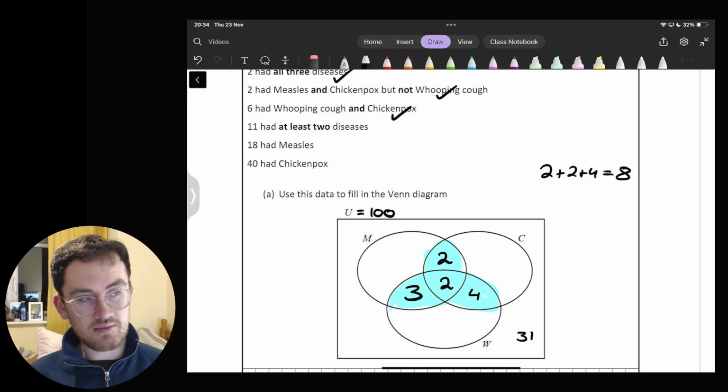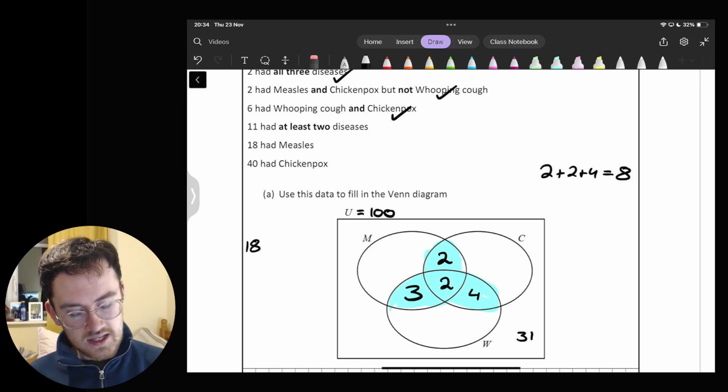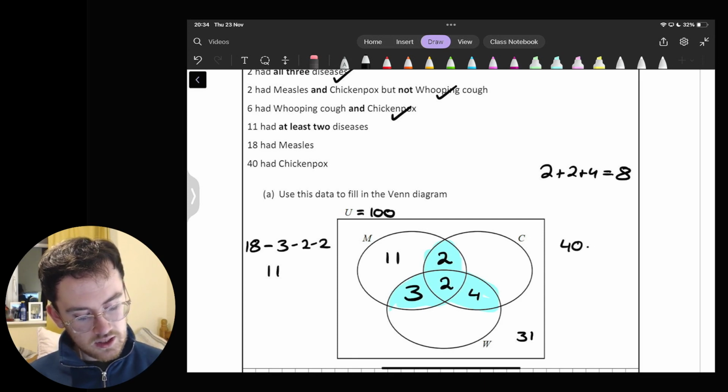18 people had measles. So if I know the measles circle should be 18, I take away the ones that I have now. So 18 take away 7 is 11. 40 had chickenpox, so take away again what we have there, and that's going to be take away 8, so 32.